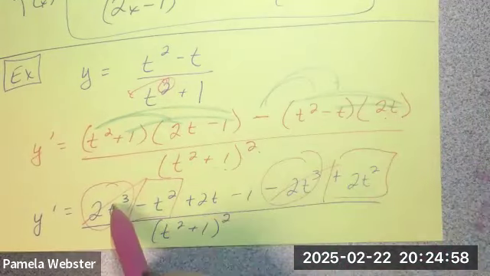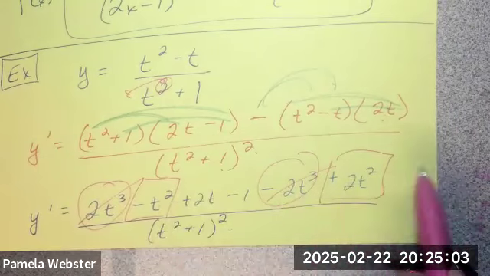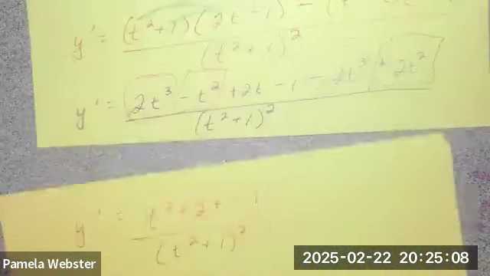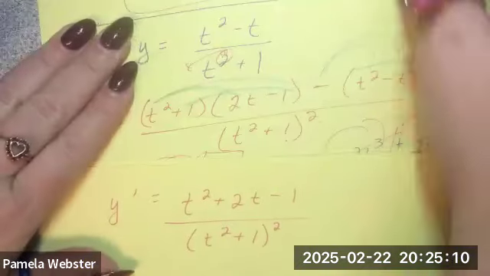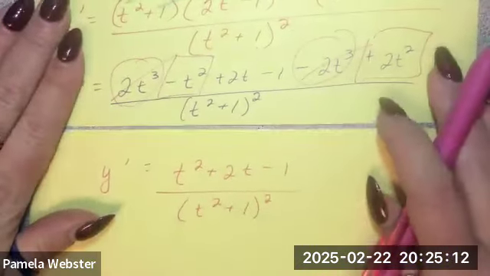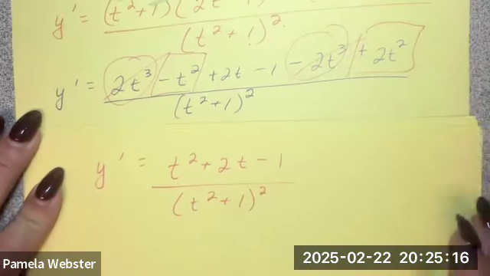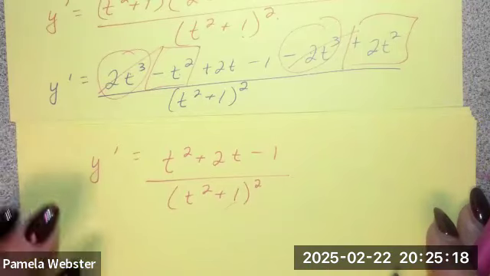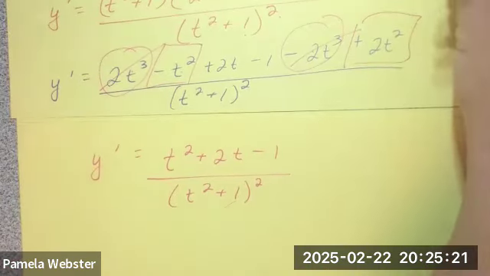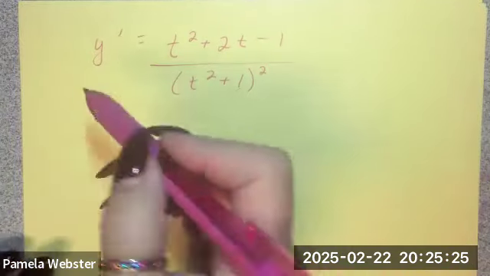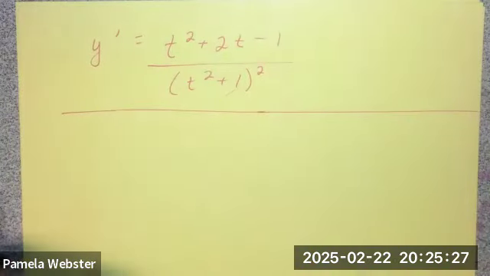I think that the 2t to the third and the negative 2t to the third go away. These t squares will combine. And I've got t squared plus 2t minus 1 all over t squared plus 1 squared. All right, so that's where I think we are on that one. So if you need to pause it, rewind it, go back and see. Hopefully we got the same answer there and all is good. All right.